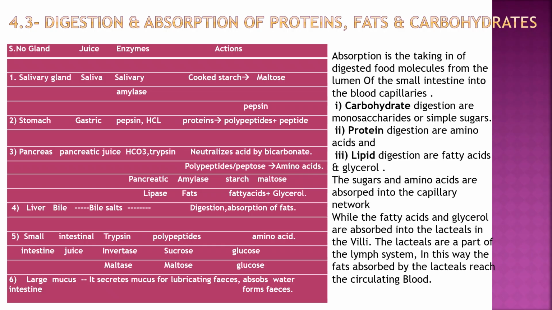Then these sugars and amino acids are absorbed into the capillary network, and fatty acid and glycerol are absorbed into lacteals in the villi. The lacteals are part of the lymph system. In this way, the fat absorbed by lacteals reaches the circulating blood.